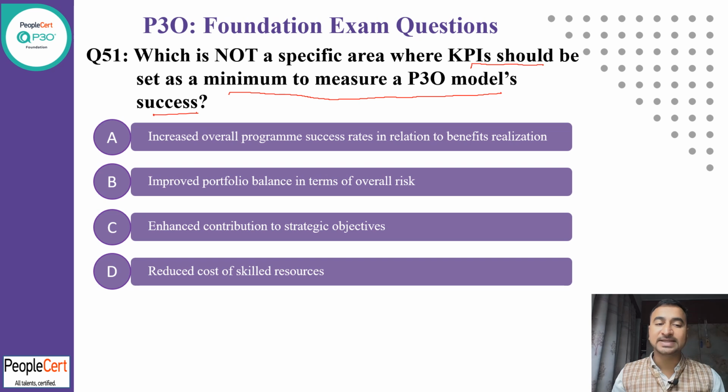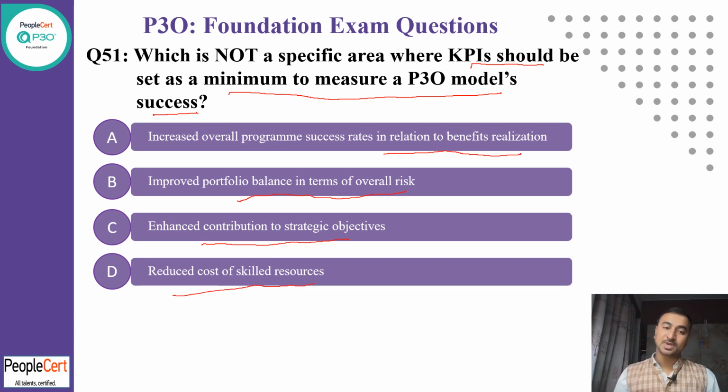Option A says increase overall program success rates in relation to the benefit realization. Option B, improve the portfolio balance in terms of overall risk, enhance contribution to a strategic objective, and reduce cost of skilled resource. Okay, now have a pause and give what would be your correct answer. Okay, let me solve that.